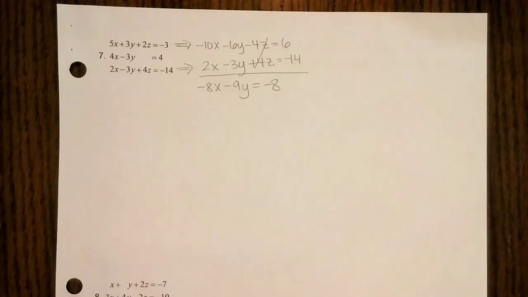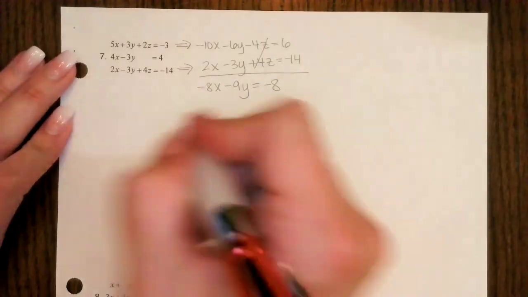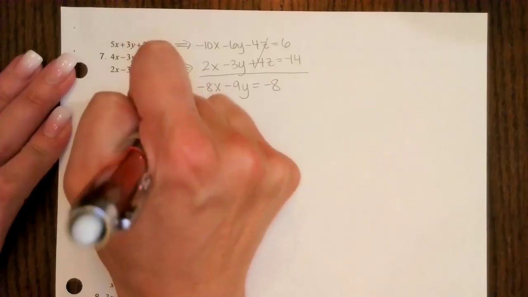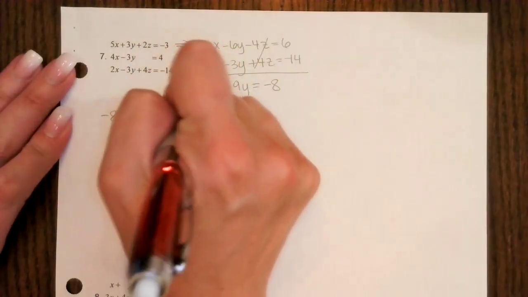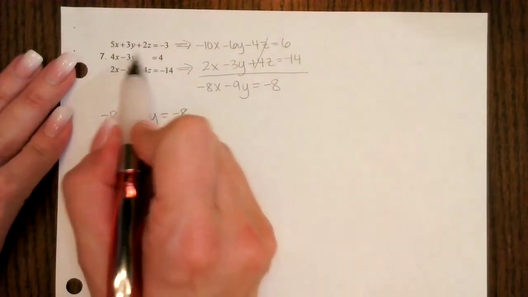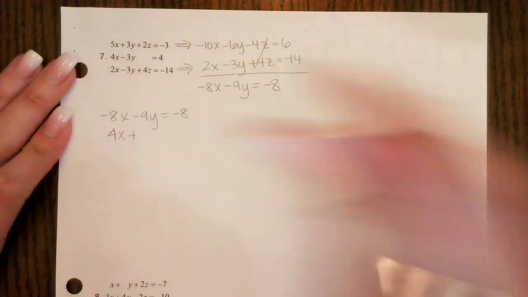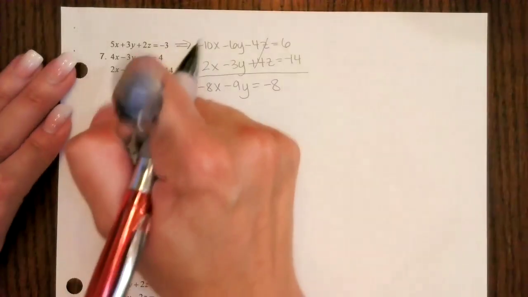So now we've got a two-variable system. It's got x and y's. We're going to use this equation, the one we just created, by adding the other two together, with the original second equation. Oops, that was a minus.